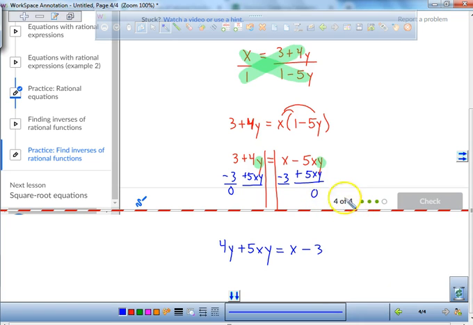So let's review what I did. I added 5xy, I added 5xy. I can't combine them, so I just leave them as they are. I take away a 3, I take away a 3, can't combine them, so I leave it as it is.